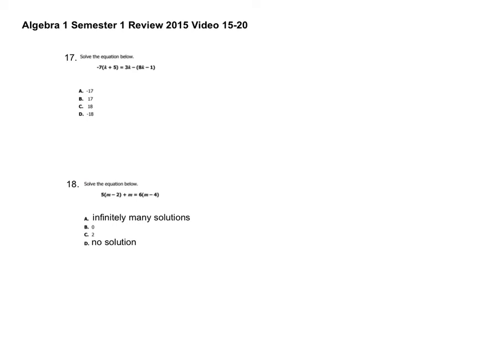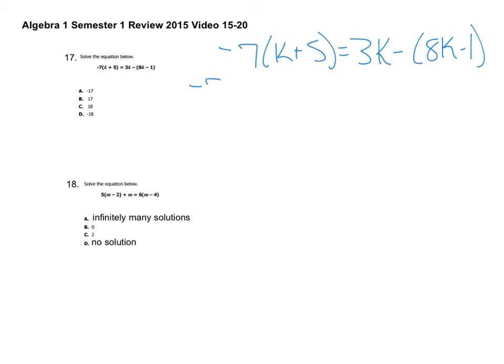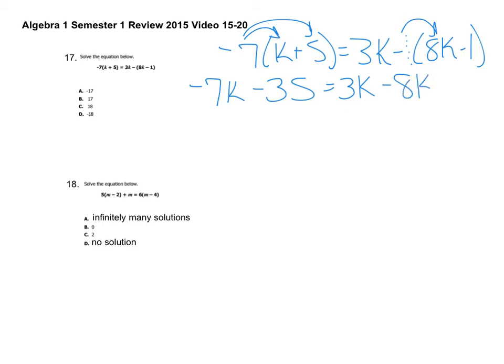Another equation. This one has a variable on both sides. Negative 7 times the quantity k plus 5 equals 3k minus 8k minus 1. I have distributive property. Negative 7 times k, negative 7k. Negative 7 times a positive 5, minus 35, equals 3k. Remember, a minus outside parentheses. There's a negative 1 here. I'm going to distribute that negative 1, and I get negative 8k plus 1. Remember, a subtraction sign or a minus sign outside parentheses changes the sign of everything in parentheses.